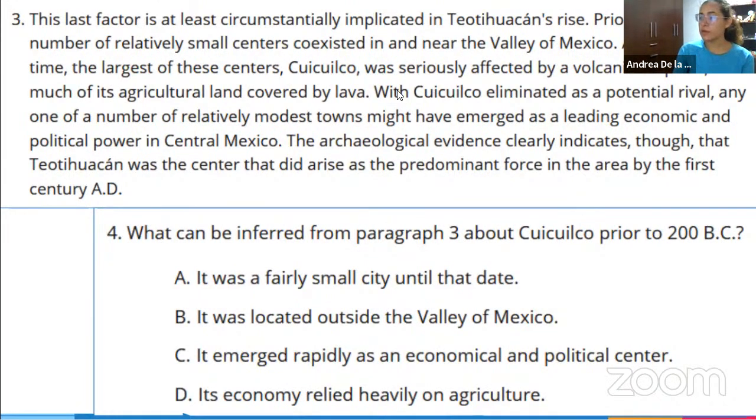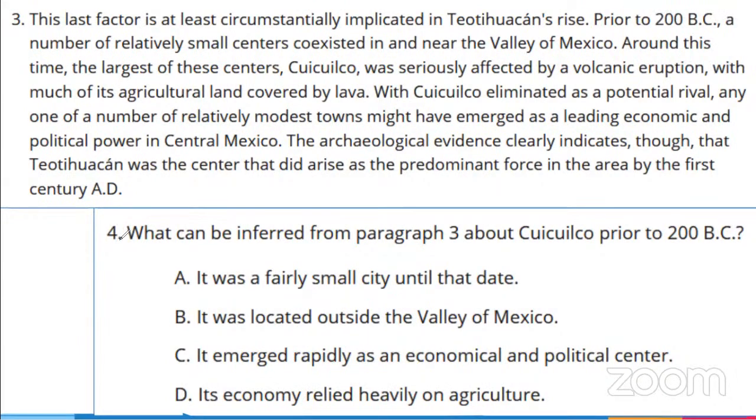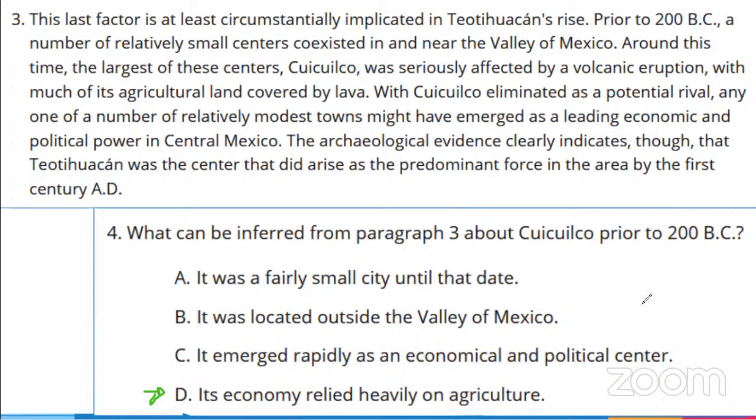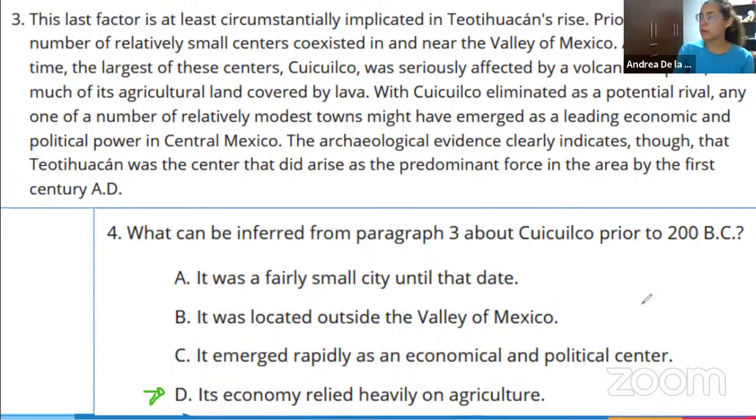Okay, guys, so what do you think? Which option would you choose? Probably D, Miss. Its economy relied heavily on agriculture. Okay. All right, Rosario, thanks. Option D, Rosario says. Anyone else? I said D too. Okay, perfect. What about the rest?